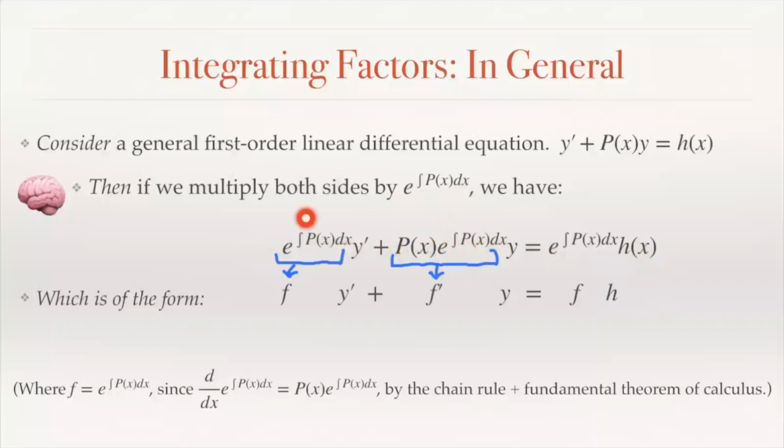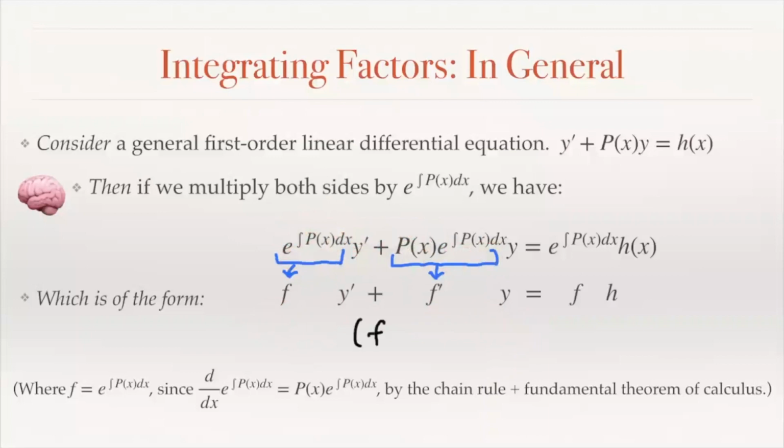Because when we take the derivative of e to the power of something, well, e to the power of something is its own derivative, and then by the chain rule, we multiply by the derivative of the inside function, but the derivative of the integral of p of x is just p of x. So that's why this is the derivative of that. And voila, that's it. It's of the form that we want, where we can then undo the product rule.